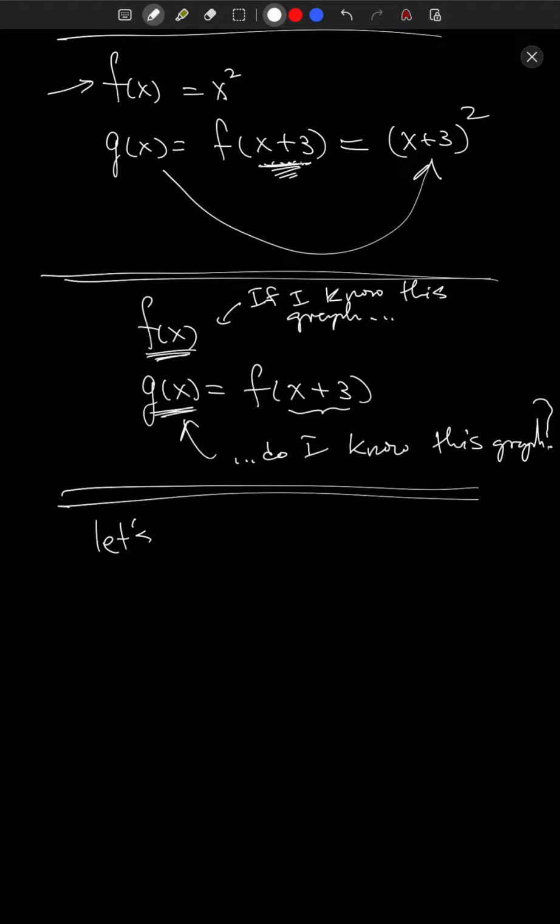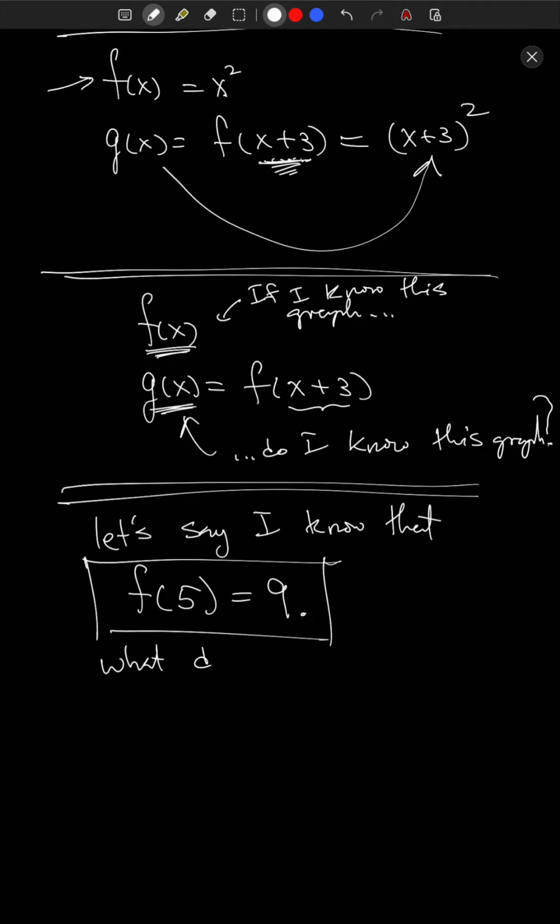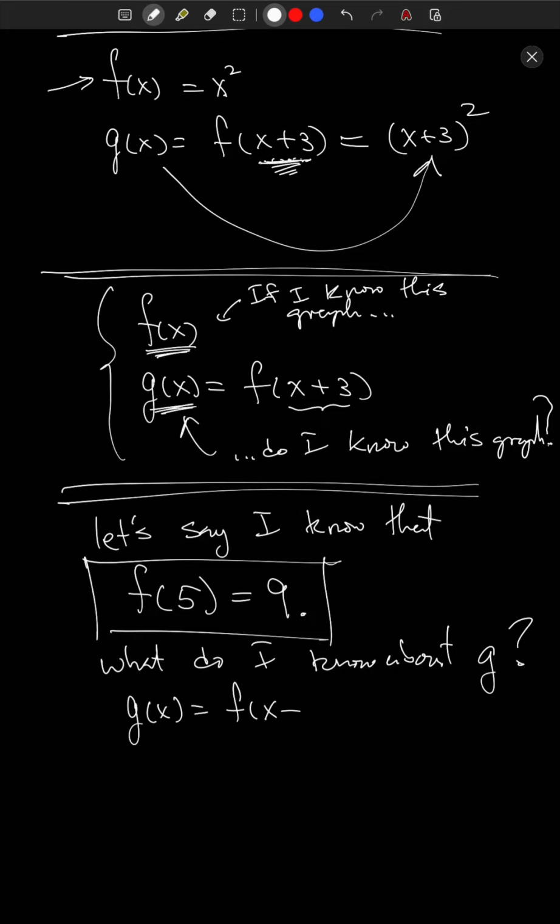I'm going to do this through example. Let's say I know that f of 5 is equal to 9. Whatever f's formula is, let's say I plugged 5 into that formula and I got the output 9. So the question is, what do I know about g? Once we answer this question, we'll be able to answer what the graph of g looks like. Again, I'm using g of x equals f of x plus 3.